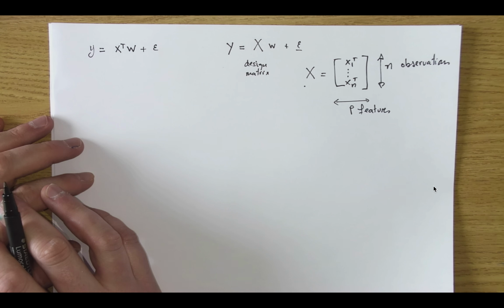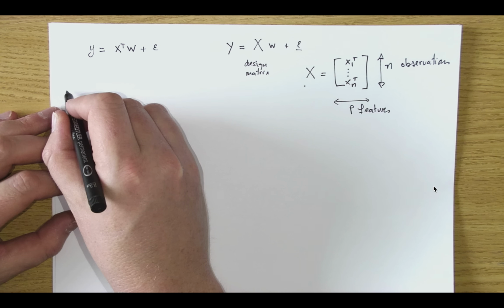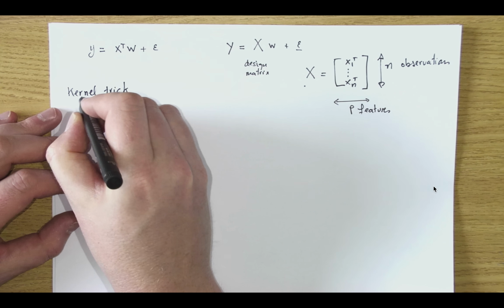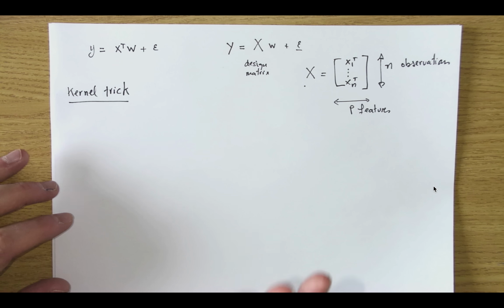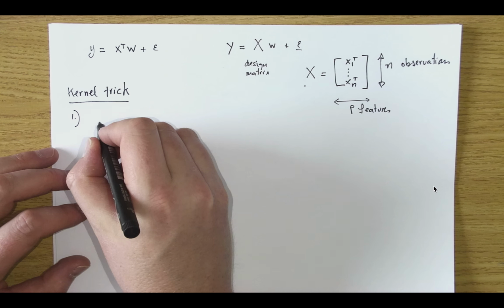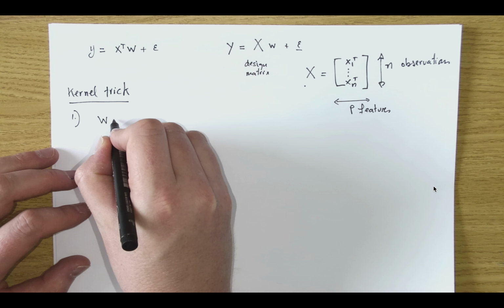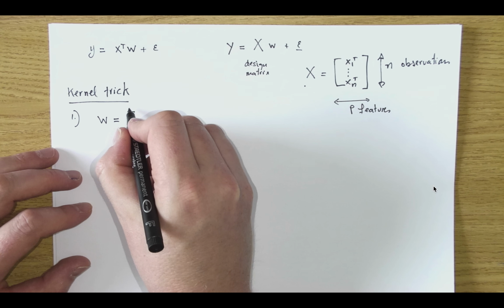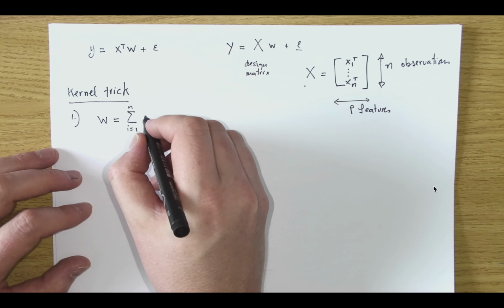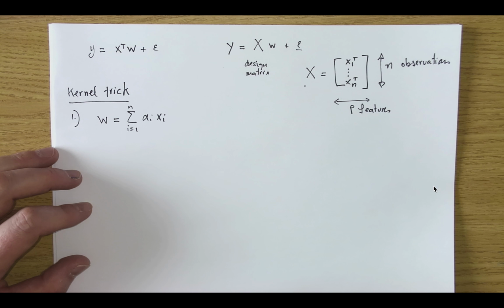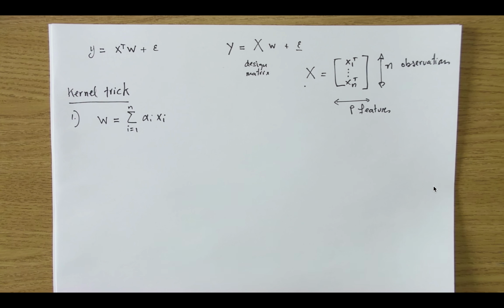Okay, so the kernel trick starts with, let's write that again, kernel trick. The first step of the kernel trick is to realize that actually w can be rewritten as a linear combination of my feature vectors. Now this is a bit of a strange thing.